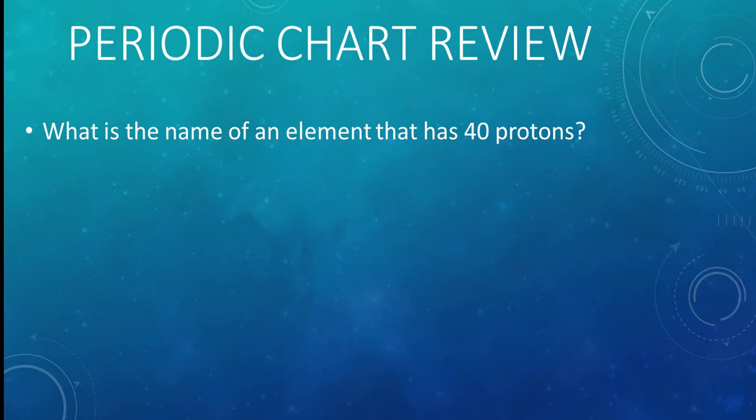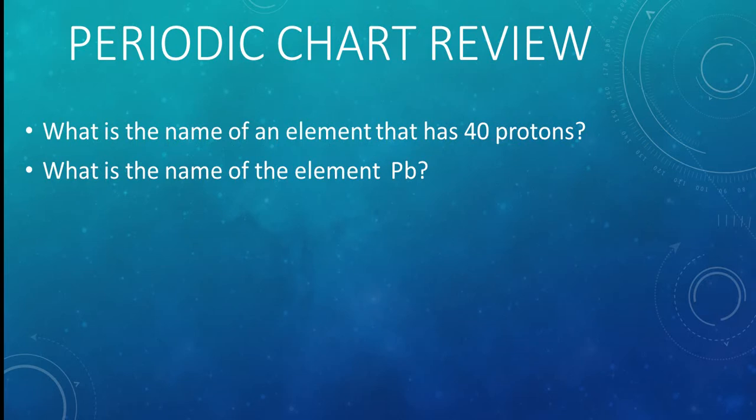So you're going to go back and look at your chart, and you're going to look for the number 40 as the atomic number. And the next thing you're going to look for is the name of the element with the letters PB. So look that up on the chart. I'll give you a few minutes to look that up.